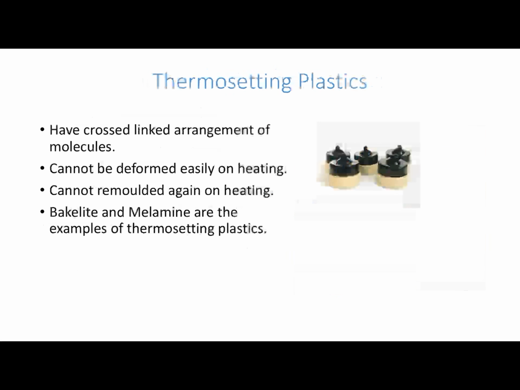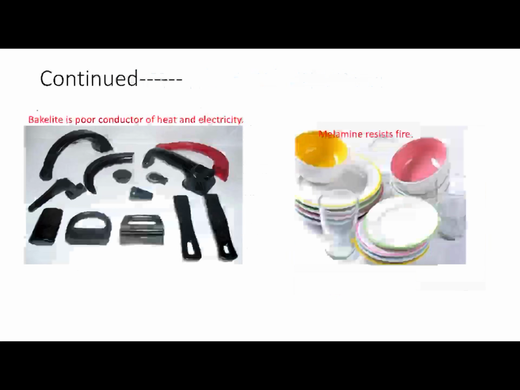Thermosetting plastics have a cross-linked arrangement of molecules, and these plastics cannot be deformed on heating and therefore cannot be molded again. Bakelite and melamine are examples of thermosetting plastics. Bakelite is a poor conductor of heat and electricity, and it is used in making electrical switches, handles of cooking utensils. Melamine resists fire and can tolerate heat better than other plastics, and it is used for making kitchenware and fabrics which resist fire.